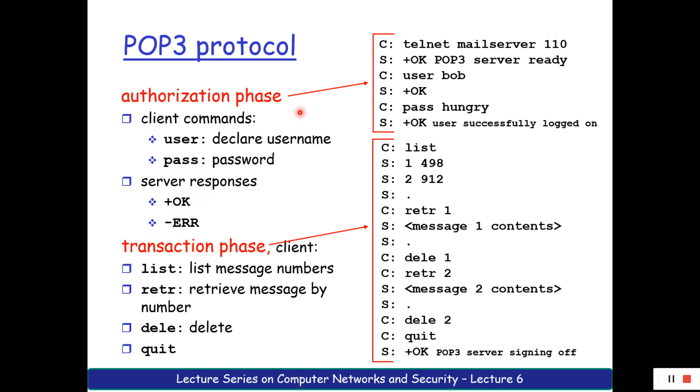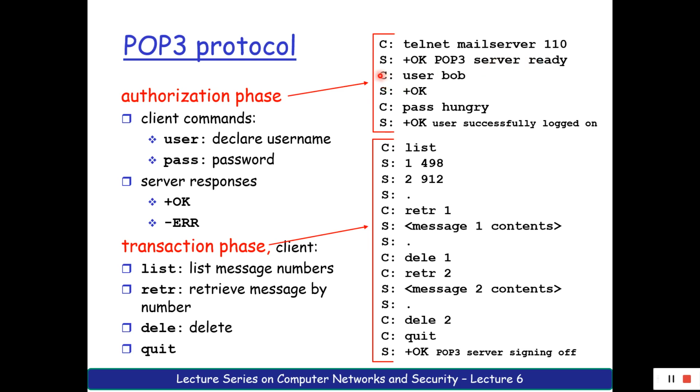To learn this, we'll see a small example. C represents the client and S represents the server. The client is asking the telnet mail server for a connection. Telnet is working on port 110, so you have a connection. After that, the server tells it is okay to have a connection as POP3 and it is ready to be accessed.